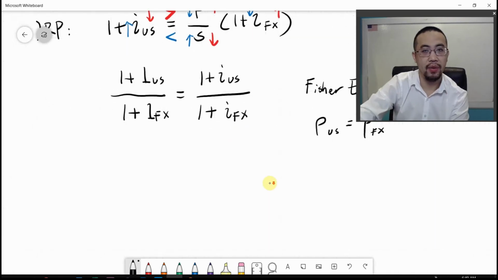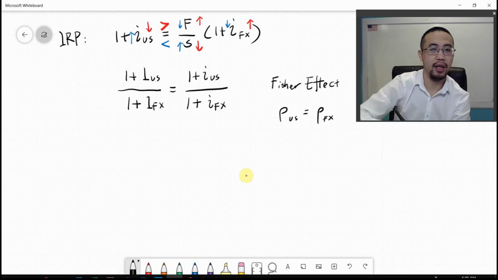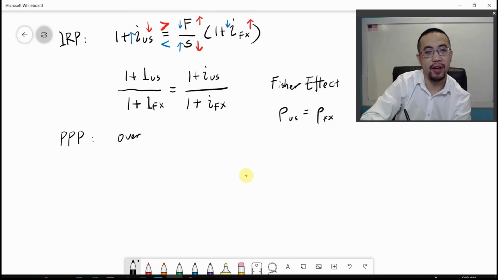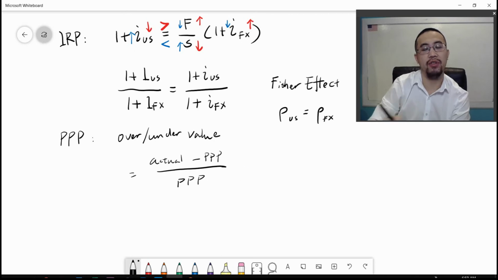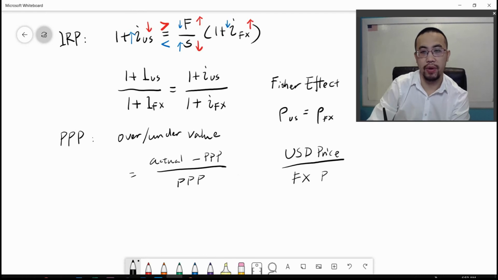All right. And then we also learned the purchasing power parity, and you should know how to calculate the overvaluation and undervaluation. That is one of your quizzes. The formula is the actual rate minus the PPP exchange rate, divided by the PPP exchange rate. And the PPP exchange rate basically is the US dollar price divided by the foreign currency price. So this is your PPP rate.